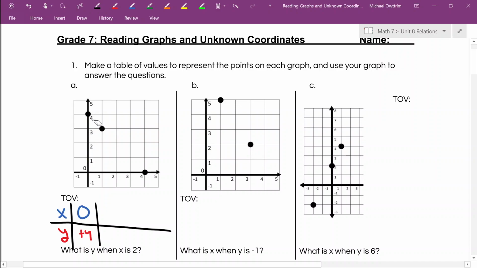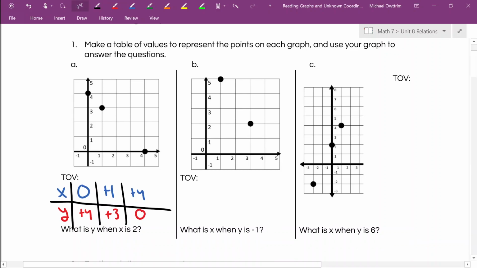Looking at my next point, starting at the origin, I need to go 1 to the right, or plus 1 for my x, and then 3 up, or plus 3 for my y. And lastly, I have my last point over here, for which I need to go 4 to the right of my origin, and then I don't need to go up or down at all, so 0 up or down for my y.